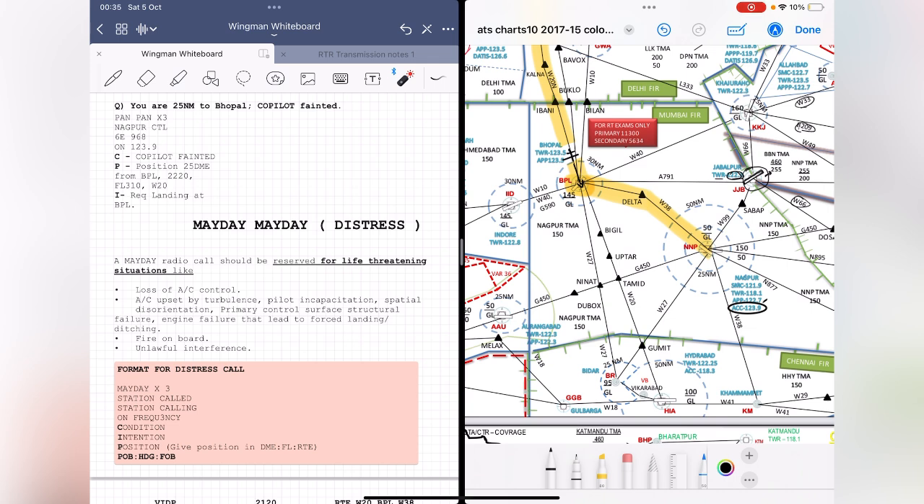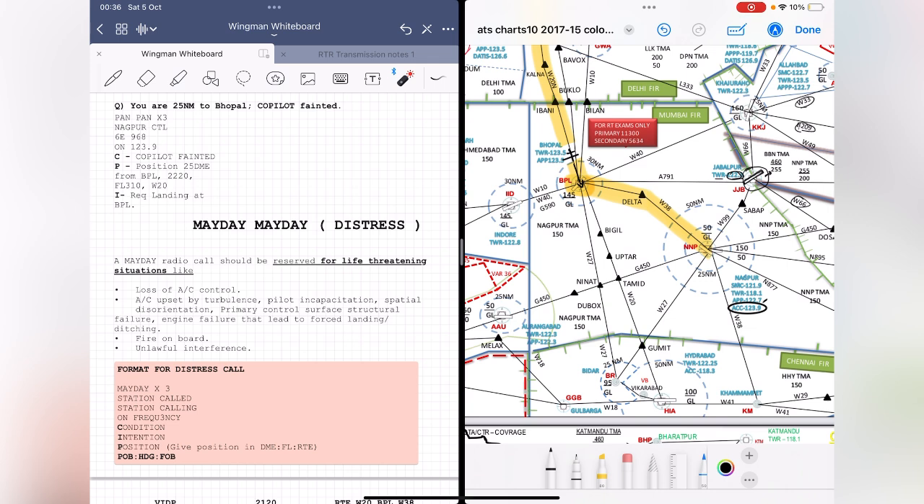And these are just examples. Chances are that you will have to use your best judgment in the exam. So: loss of aircraft control, aircraft upset by turbulence, pilot incapacitation, spatial disorientation, primary control surface or structural failure, engine failure that leads to forced landing or ditching, fire on board, and unlawful interference. All of these things qualify for you to declare a distress situation. These are things that are potentially life-threatening and could lead to a forced landing.